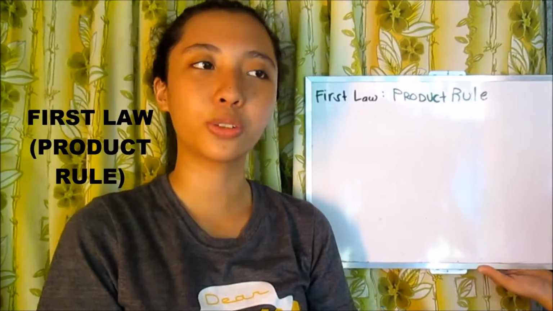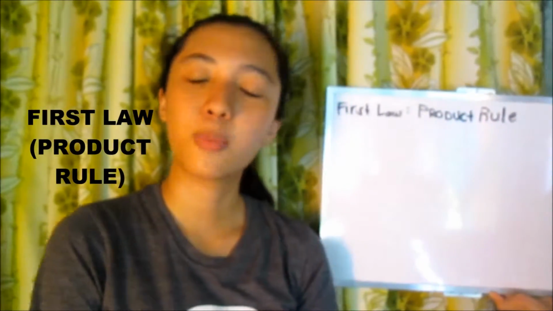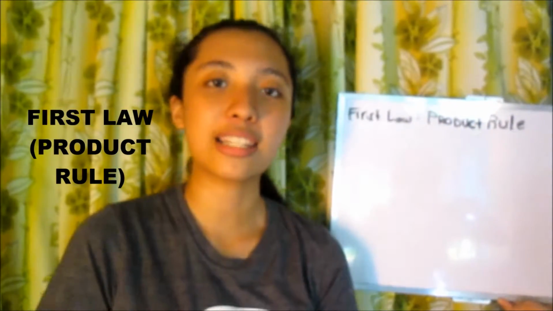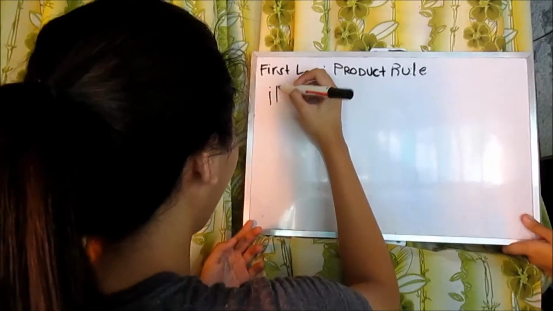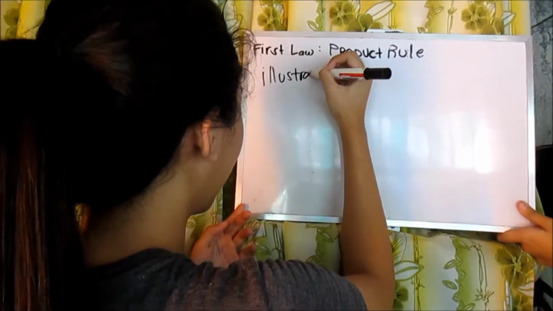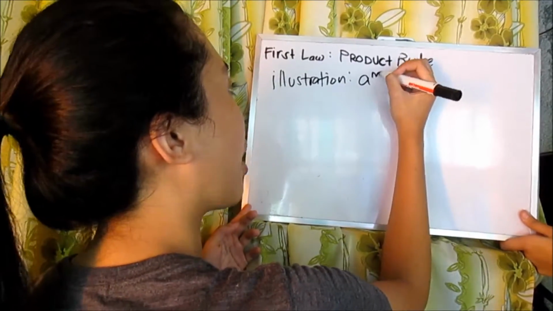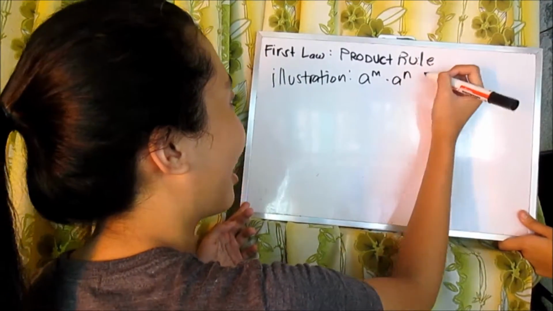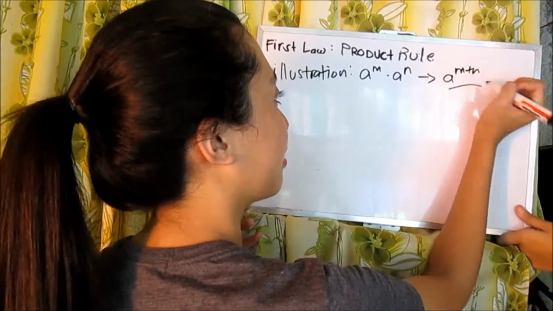First law, product rule. In multiplication, if the base is the same, then add their exponents. But if not, then leave it as it is. Illustration: a raised to m times a raised to n is equal to a raised to m plus n.